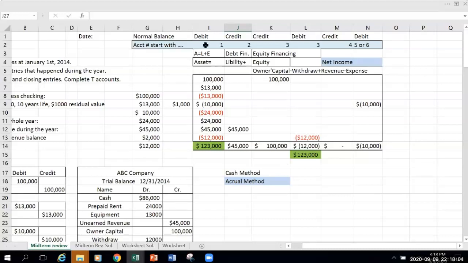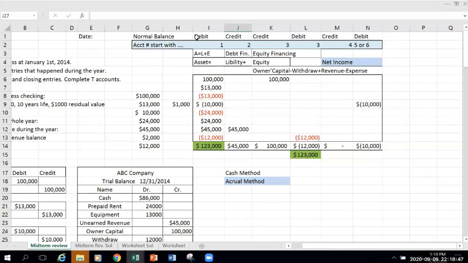And I told you that there's an account number for every account. All assets start with 1, liabilities start with 2, equity starts with 3, withdrawal starts with 3 again, revenue starts with 4, and expense, if it's a cost of goods sold, starts with 5, a regular expense starts with 6. And also I told you that there are normal balances that you need to learn. The normal balance for asset is debit, for liability is credit, for equity is credit, for withdrawal is debit, revenue normal balance is credit, and expense normal balance is debit.